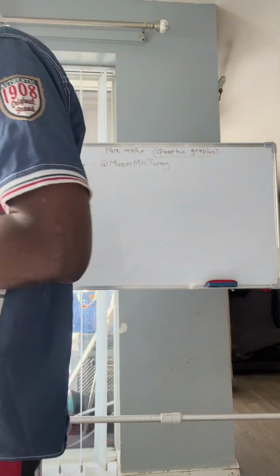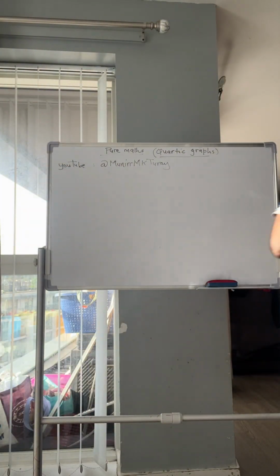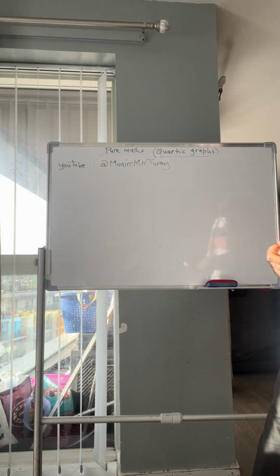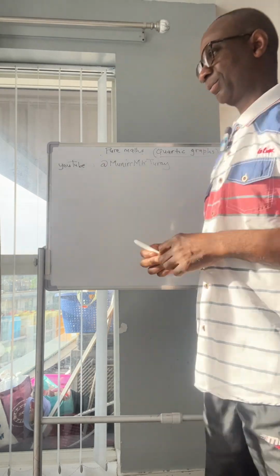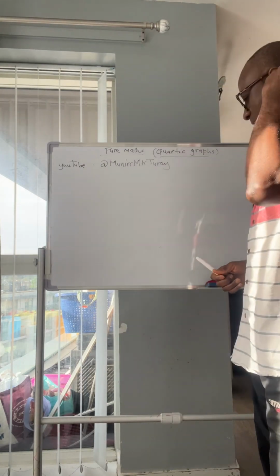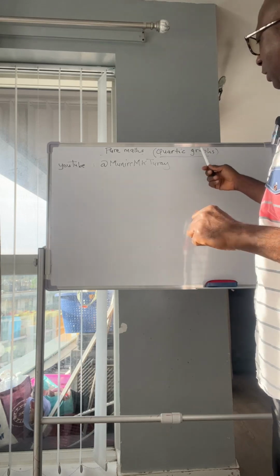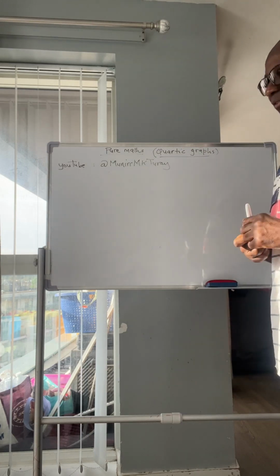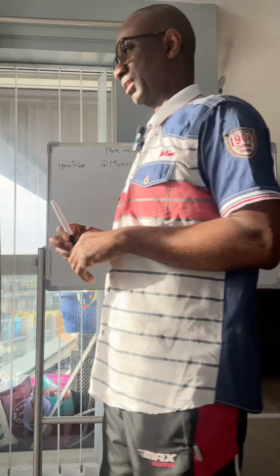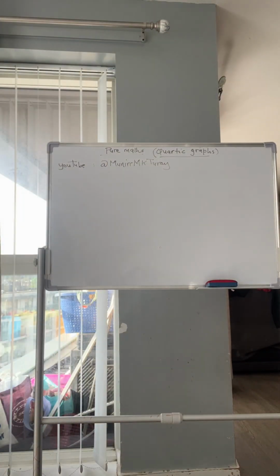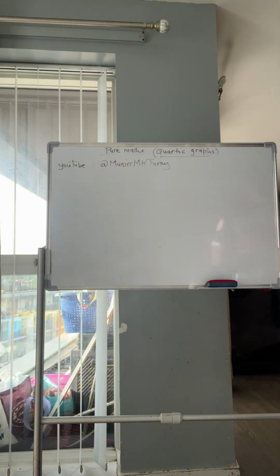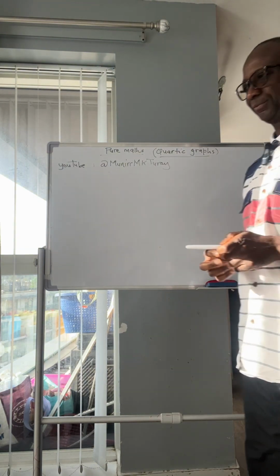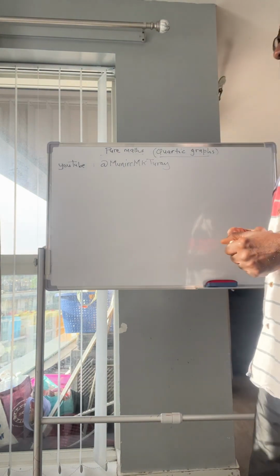Today we are going to look at quartic graphs. The last time we looked at cubic graphs, how to plot them, or how to sketch them to be specific. Today we are going to look at quartic graphs, that is, graphs that have degree 4. More or less, you're looking for 4 solutions to this type of graph.